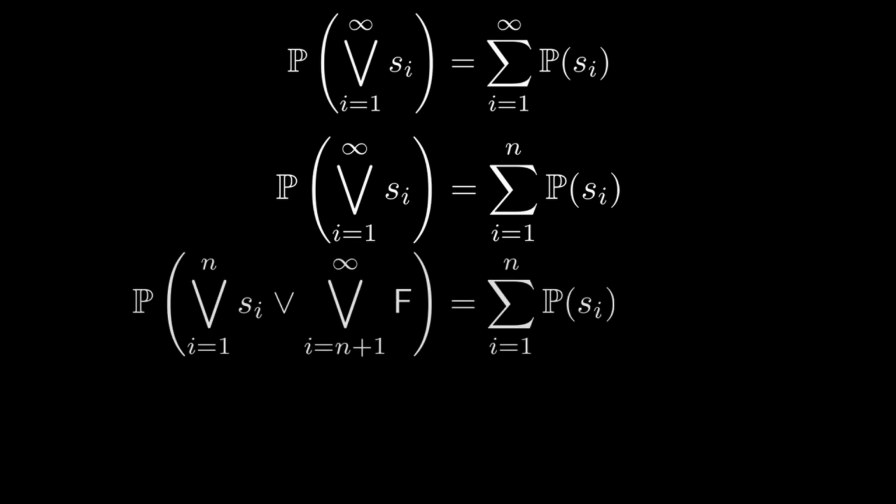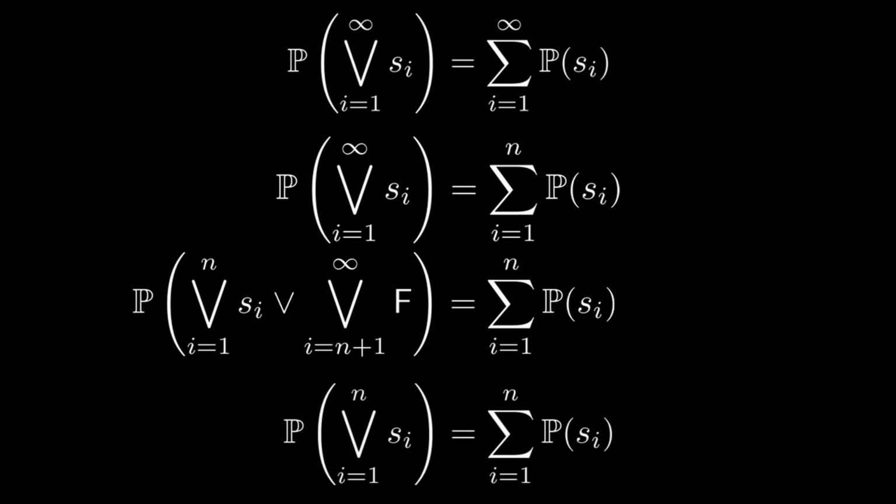And so we're left with the countable logical OR of the S sub i being the countable logical OR of the first n with the countable logical OR of the rest. So it really ends up being the countable logical OR just of the first n events. And that means that the probability of the logical OR of the first n events equals the probability of the logical OR of the entire sequence of events, which we've seen is just the sum of the probabilities of the first n events, and the proof is complete.